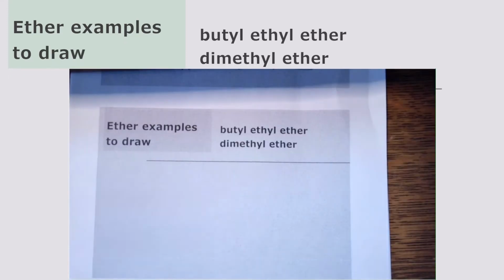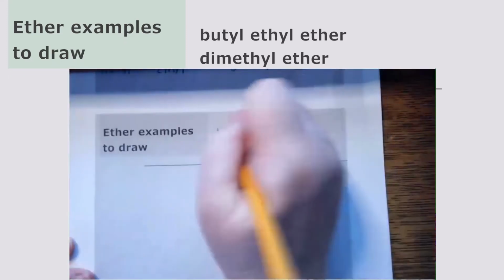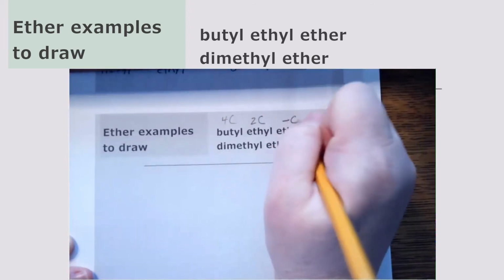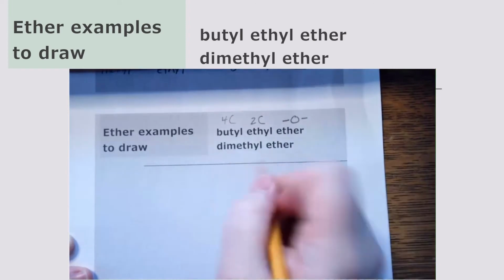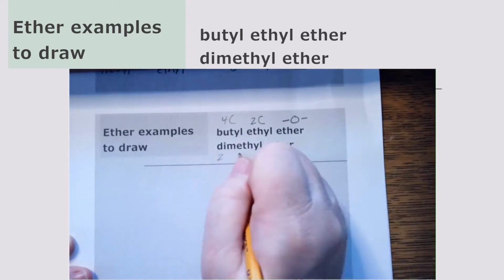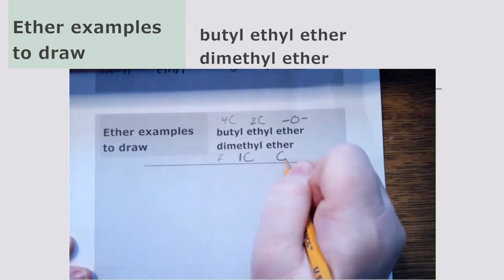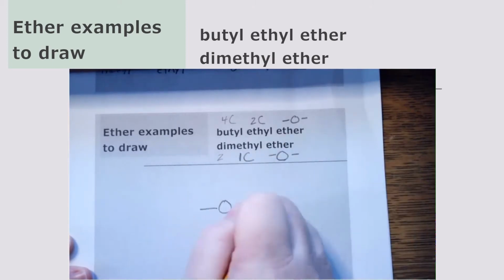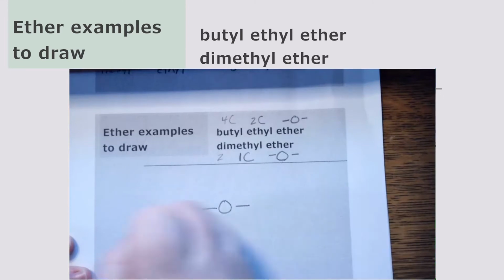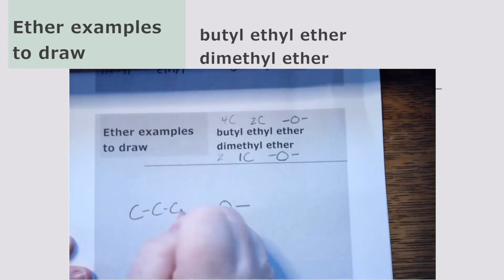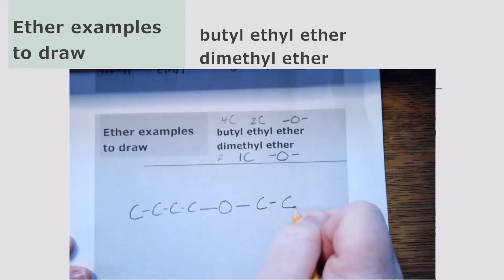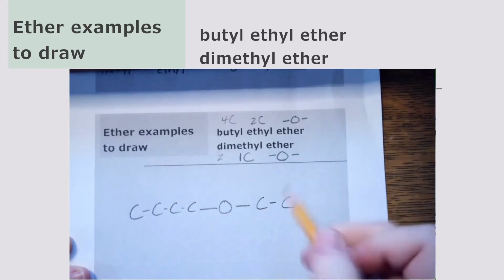All right, let's draw them. My favorite part of organic. Butyl, 4 C's. Ethyl, 2 C's. Ether, this. Dimethyl ether. So 2 1 C's. Ether has this. So let's draw the first one. Oxygen. On one side I have 4 C's. 1, 2, 3, 4. On the other side I have 2 C's. And then add the hydrogens.